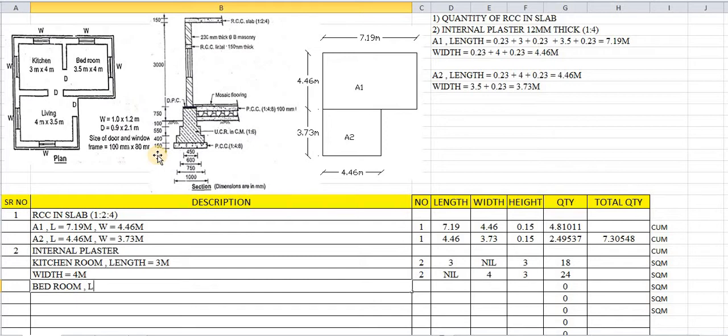First we have to find out the length of the bedroom. What is the length of the bedroom? Again 3.5 is the length, 3.5 meters. How many numbers? 2 numbers. Length is nothing but 3.5. Width is not considered. What is the height of this? So it comes to be 21.